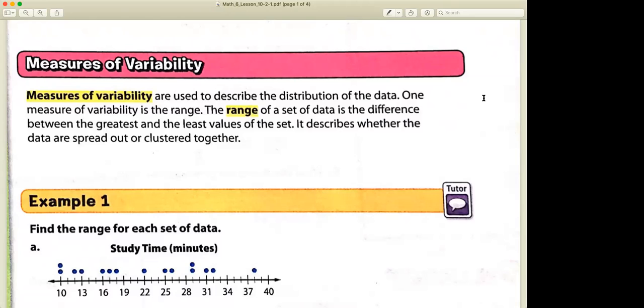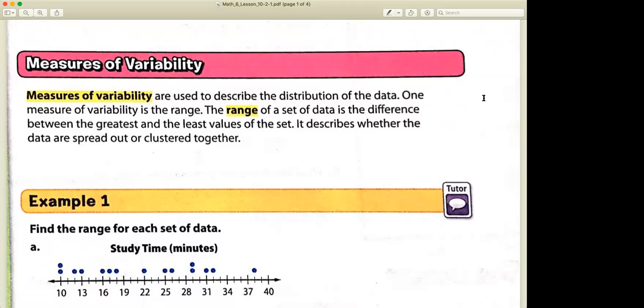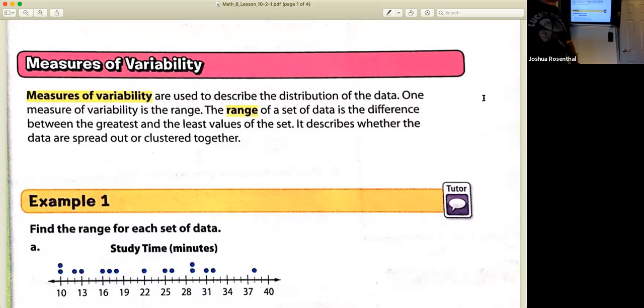Good morning, Mr. Rosenthal. I did not get the range of 30. I got 28. Put your answer in the chat, then I can respond. While you're waiting, go ahead and see if you can get a mean, median, and mode also.